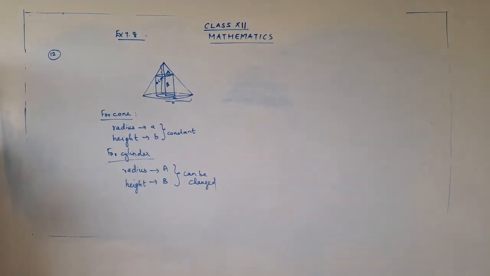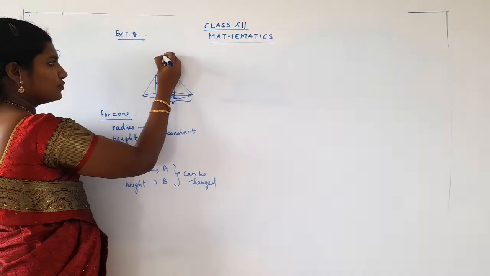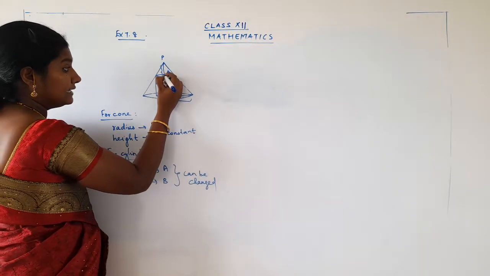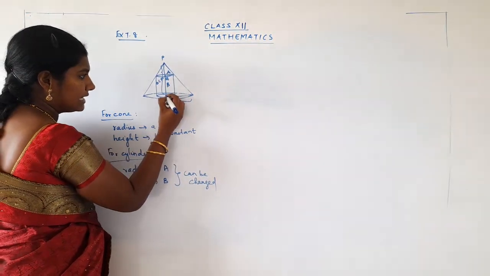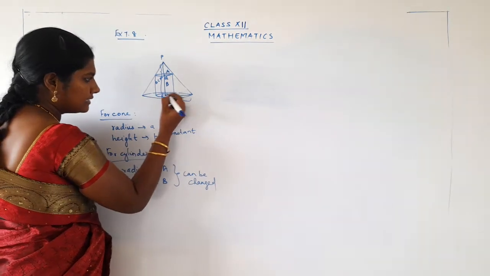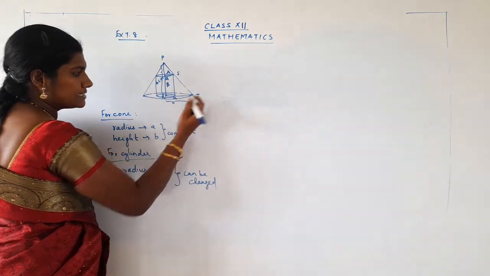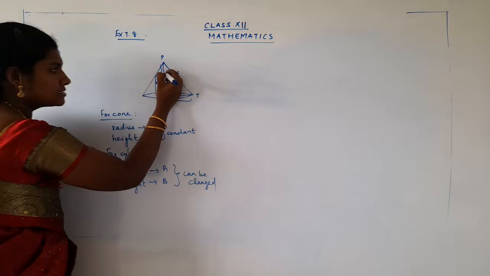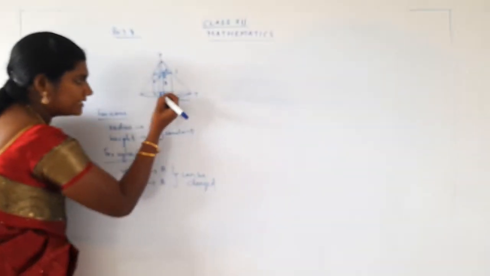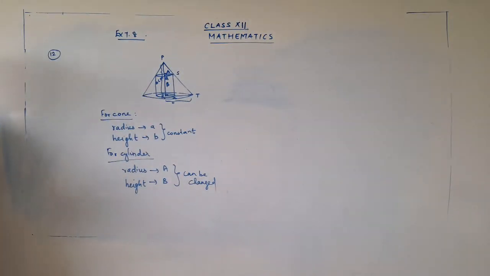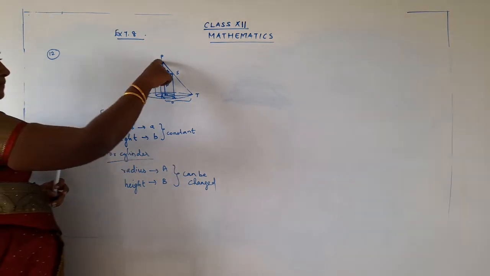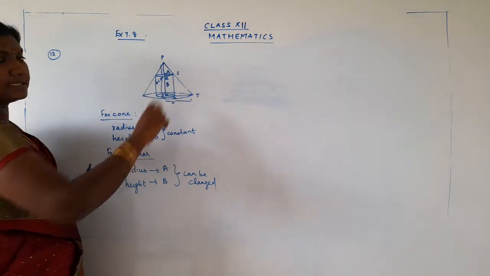So, for the cylinder, the radius is a and the height is b. I am just going to give some namings over here. I will take this as P, this as Q, this as R, this as S, and this as T. And this is 90 degrees here and this is 90 degrees. Just mark P, Q, R, S, T.